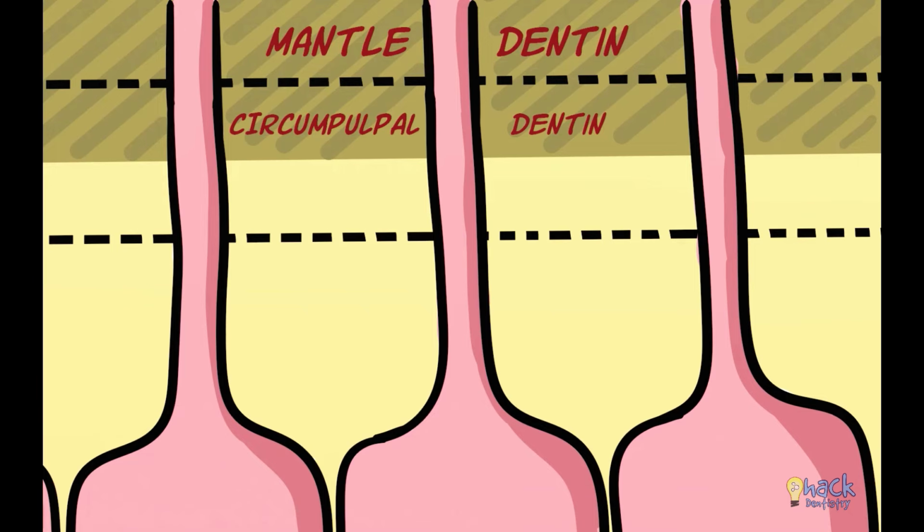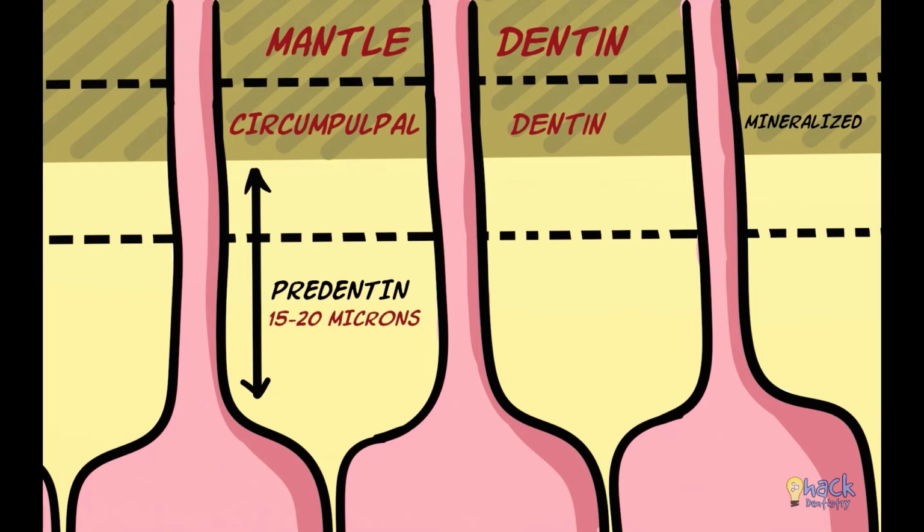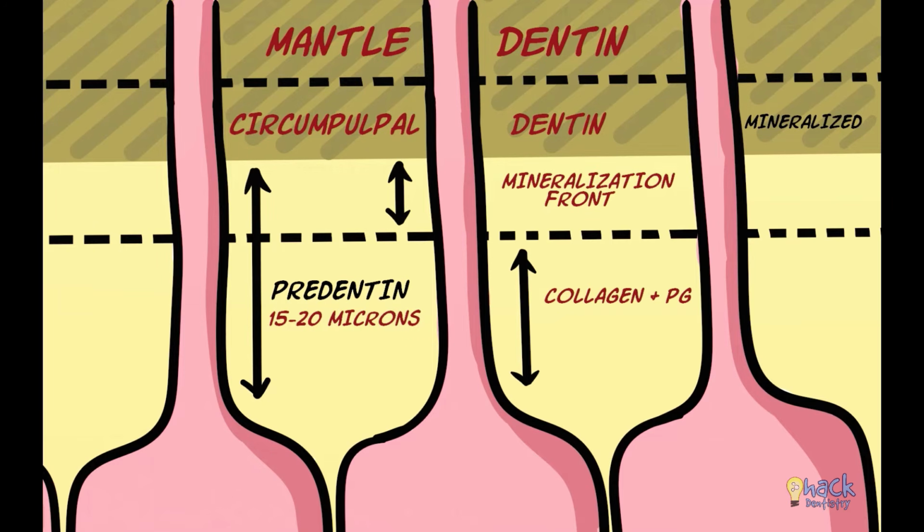Thus, circumpulpal dentin has two compartments, the predentin and the mineralized dentin. The predentin is 15 to 20 microns in thickness with one portion of predentin immediately adjacent to the odontoblast cell bodies, having only collagen and proteoglycans. And the other portion of predentin is immediately below the mineralized dentin and is called the mineralization front, and comprises non-collagenous proteins in addition to collagen and proteoglycans.